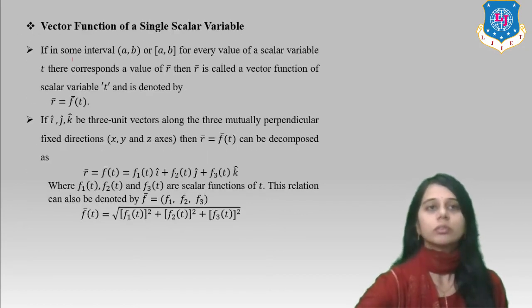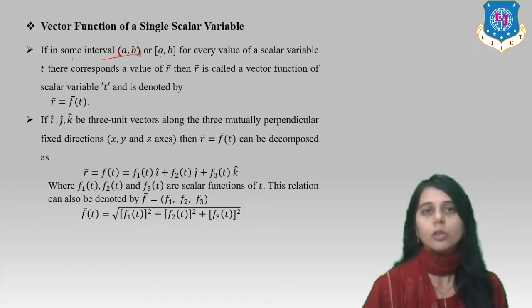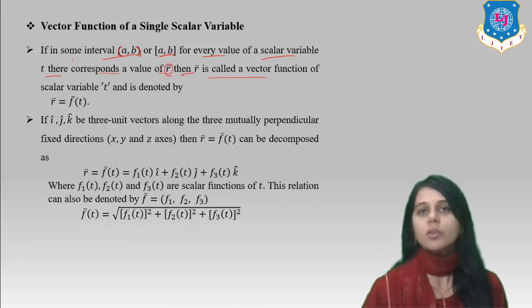If in some interval, open interval AB or closed interval AB, for every value of the scalar variable t there is a corresponding value of r bar, then r bar is called a vector function of the scalar variable t, which is denoted by r bar equal to f bar t.